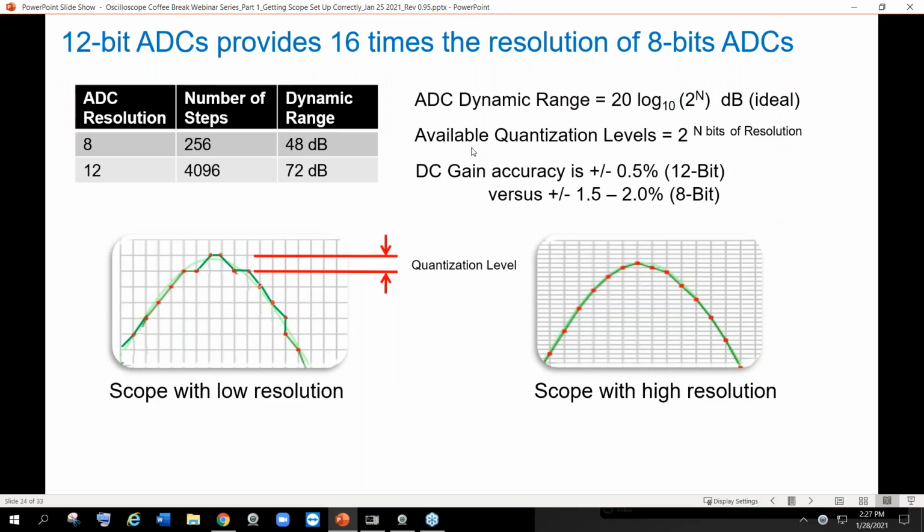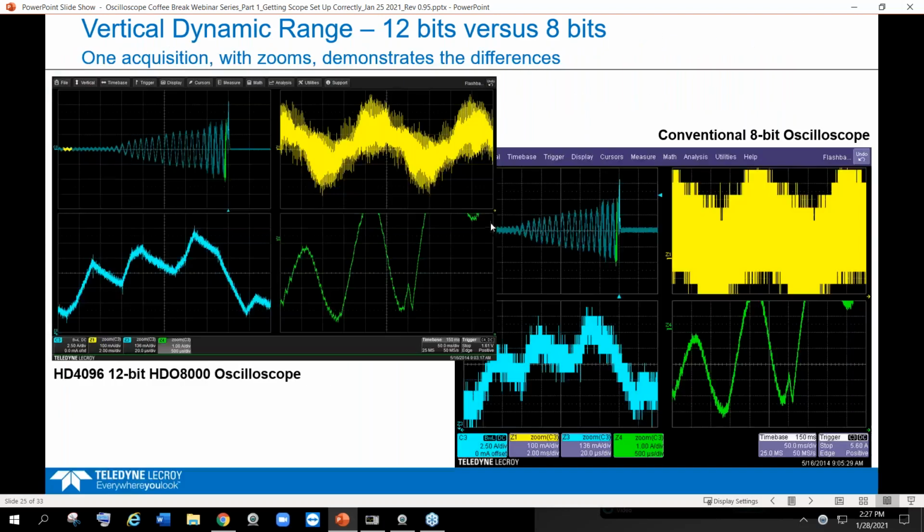But also to point out is when you look for details, so much better to do that with more dynamic range. And if you're trying to get good measurement accuracies, keep an eye out on the DC gain accuracy. You'll see that we go from 1.5 or 2%, depending on the scope and the manufacturer, to 0.5% with a 12-bit scope. So that also is a consideration on which scope you should purchase for the future. Here is a 12-bit versus an 8-bit.